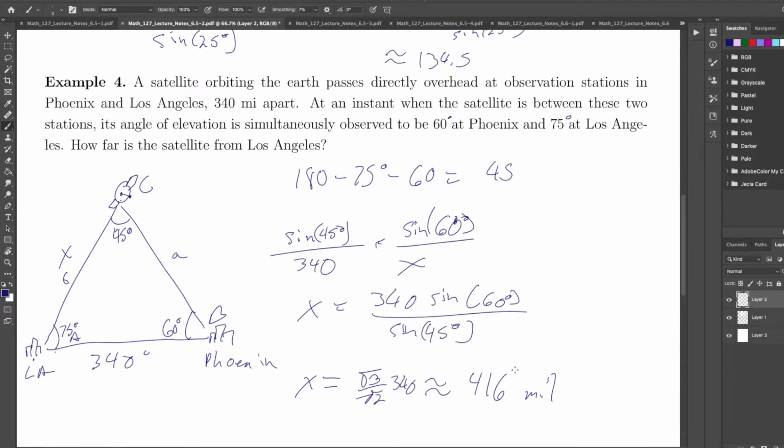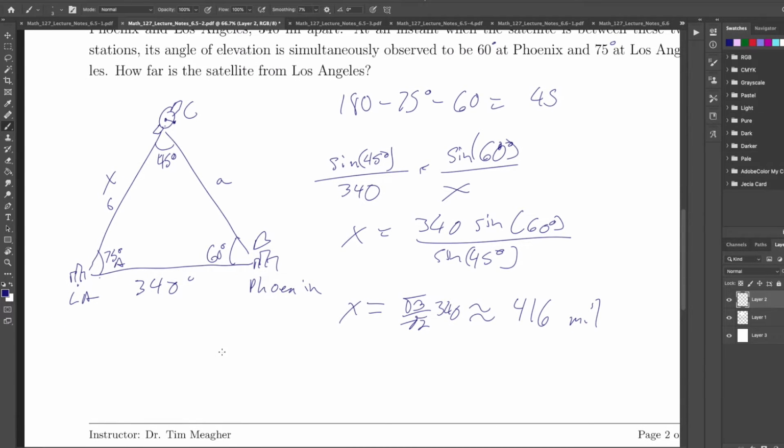And so here we have that. And since this is a word problem, you probably should write out the satellite. If I could spell. Satellite is 416 miles from LA. Okay. And so here we can use the law of sines to solve kind of real world problems.